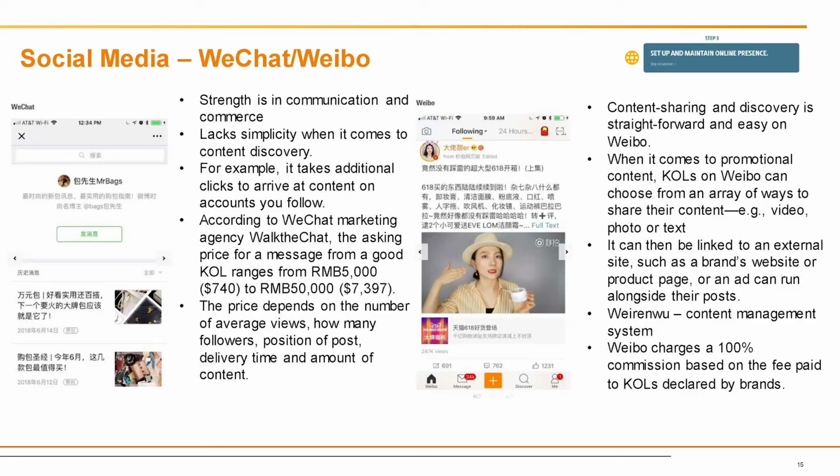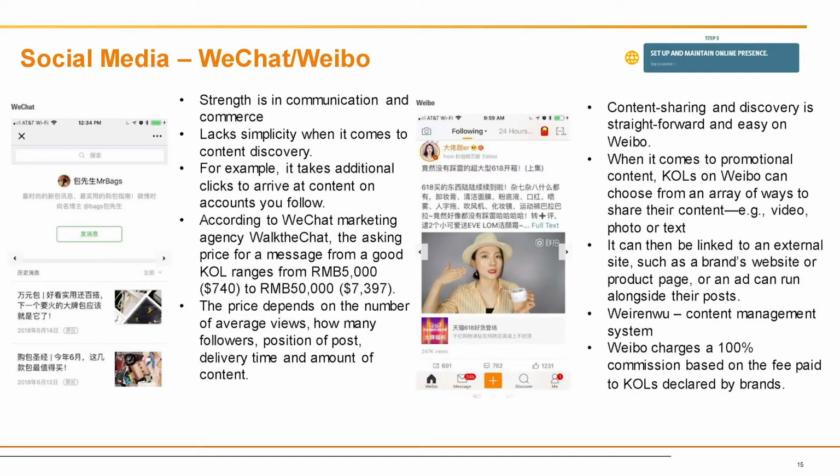So each post is about 740 to 7,000, depending on how many fans, how well the program goes. And usually it comes with a commission as well. Weibo on the right-hand side, it's different. So Weibo, it's more like Facebook. The way I subscribe to Weibo, any Weibo account, it's just one simple click.